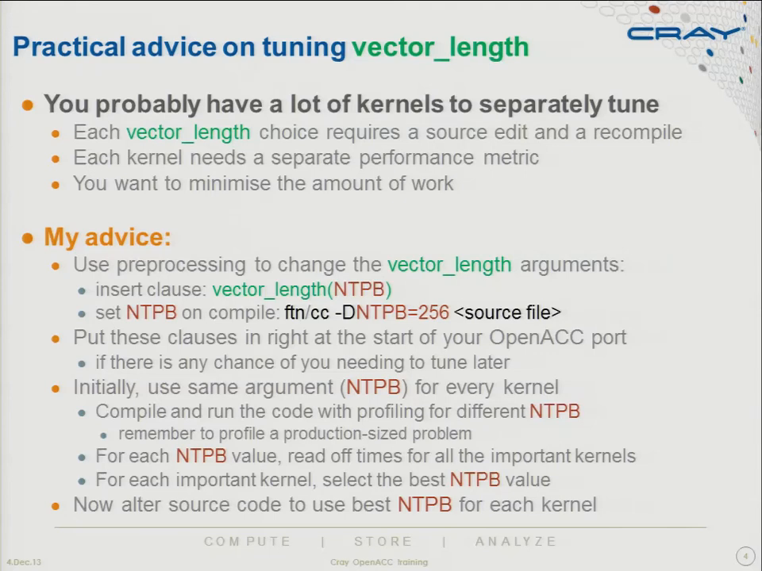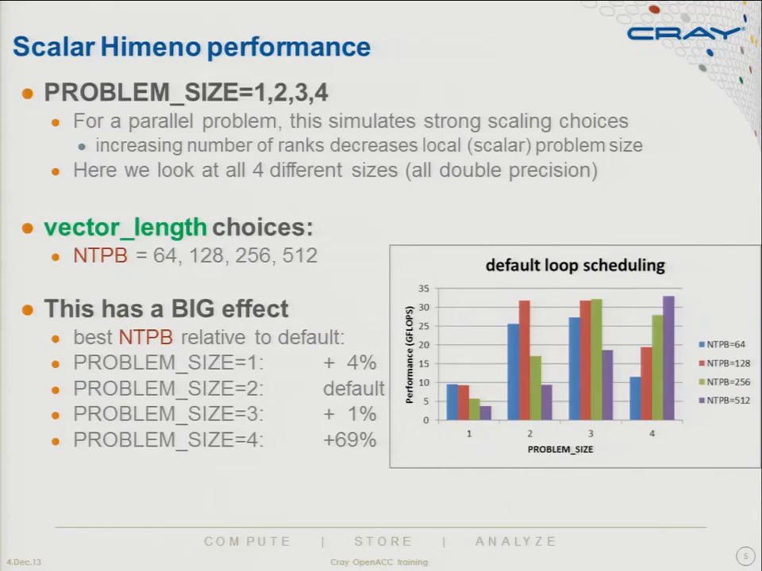And different problem sizes could mean I've got a parallel code and I'm strong scaling, so the local problem size is changing as I vary the number of ranks. And in which case, you're going to have to tune each one separately if that's important. So it's just the way it works.